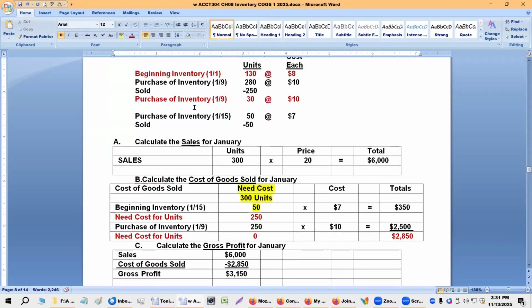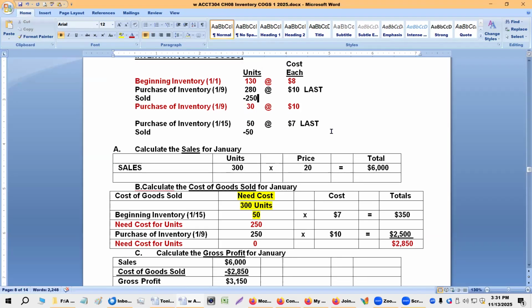We're assuming that these last ones were sold first. Once we sold out of all those, we have to go up the ladder. This was the next last. And we never did get to the beginning inventory. So these are what was left over. These are not sold.